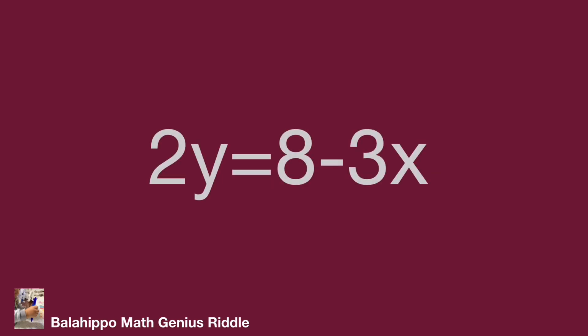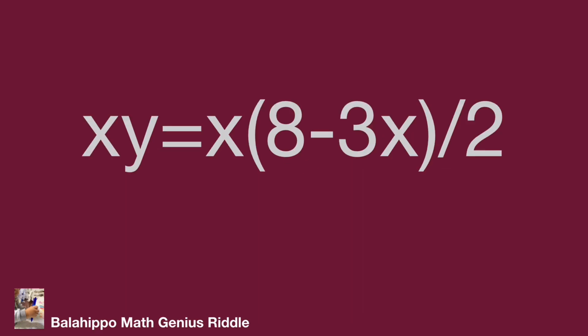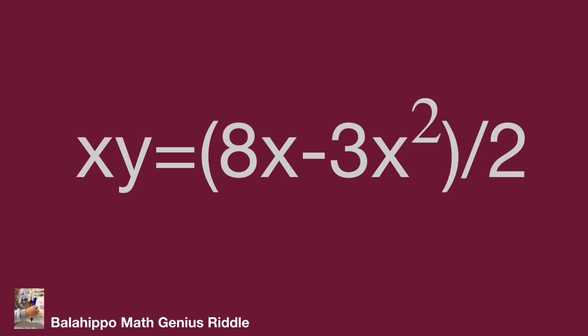2y equals 8 minus 3x, so y equals (8 minus 3x) over 2. Then the product becomes a function of one variable. xy equals x times (8 minus 3x) over 2, which expands to (8x minus 3x squared) over 2.